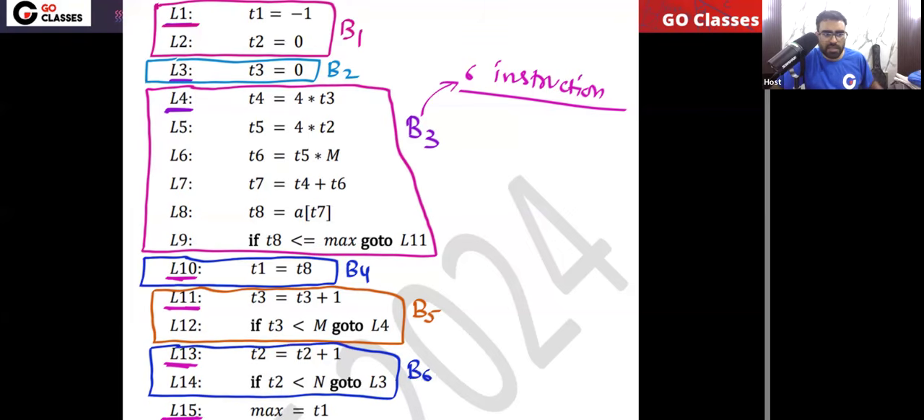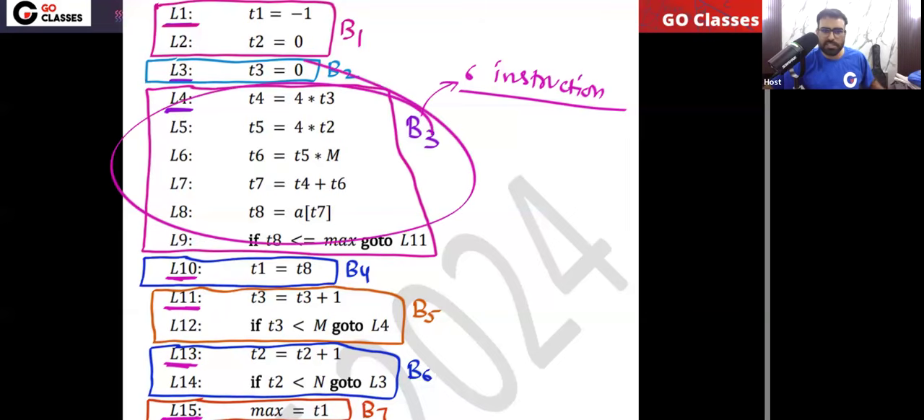And finally, the last basic block that we have has only one instruction. This is basic block 7. Is this clear? So in total we have 7 basic blocks, and the largest basic block has 6 instructions. Now also let me ask you, if I make the control flow graph, how many edges will be there and how many nodes will be there?